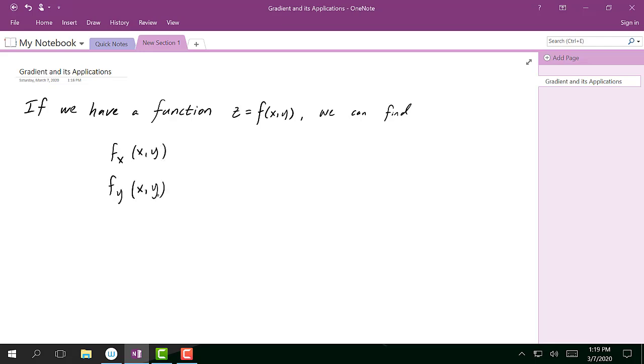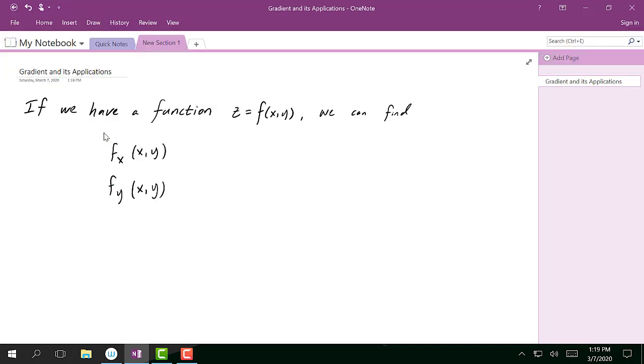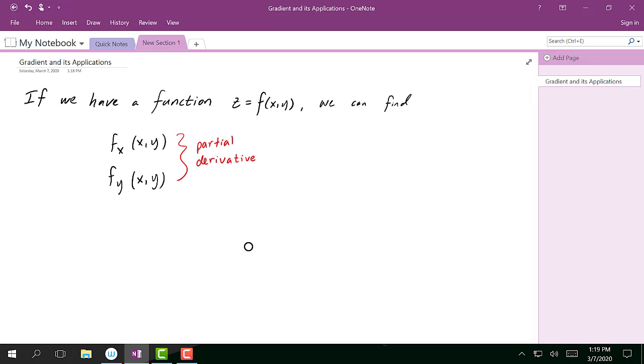And again, the whole concept here was, now we have more than one variable, and so when we take a derivative of a function like this, you have to specify which variable we're taking the derivative with respect to. So again, these are our partial derivatives. The first one is the partial derivative of f with respect to x. The second one is the partial derivative of f with respect to y. And so we can do these operations and get the information about the partial derivatives.